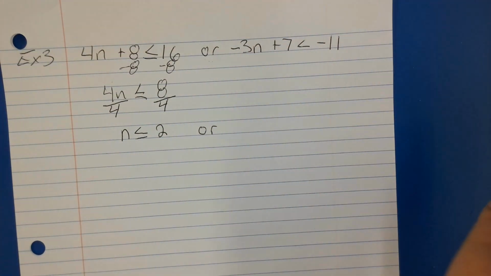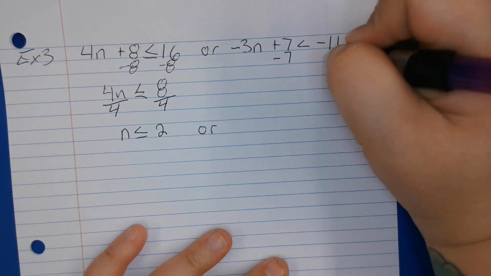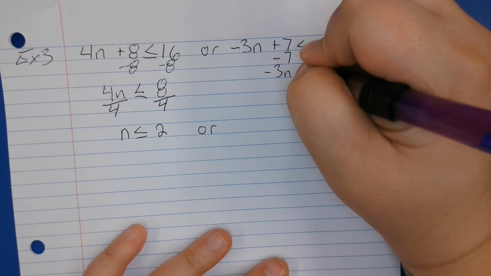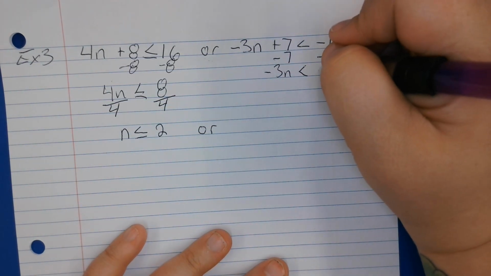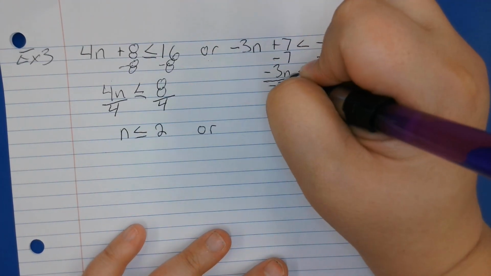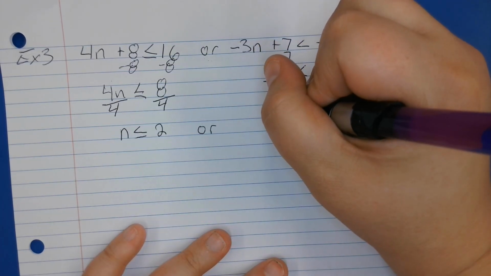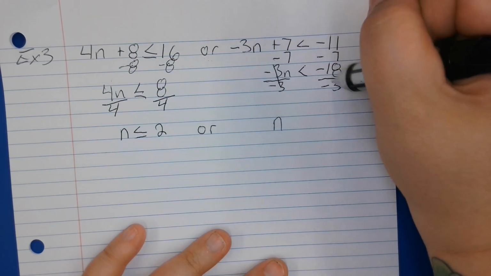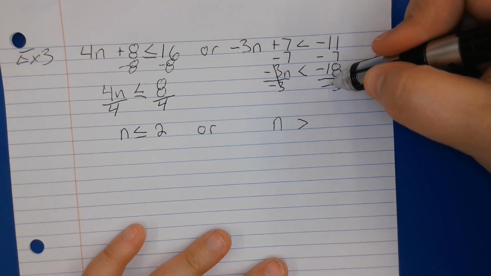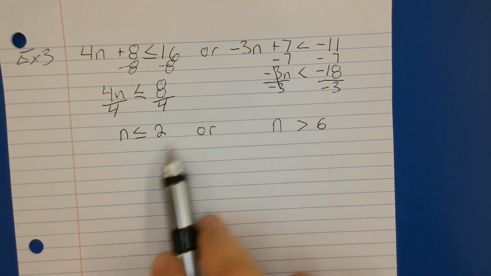Or, now I do this side. Going to subtract 7. Negative 3n is less than negative 18, and I'm going to divide by negative 3. Divide by negative 3. I have n. I divided by a negative, so I have to flip my sign. And negative 18 divided by negative 3 is going to be positive 6. So I have an or here.